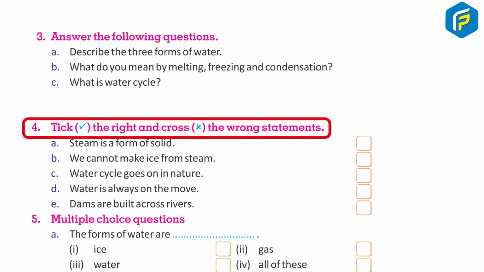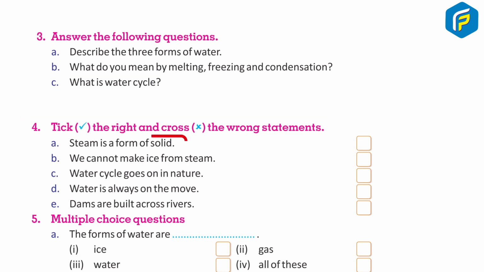4. Tick the right and cross the wrong statements. A. Steam is a form of solid. B. We cannot make ice from steam. C. Water cycle goes on in nature. D. Water is always on the move. E. Dams are built across rivers.